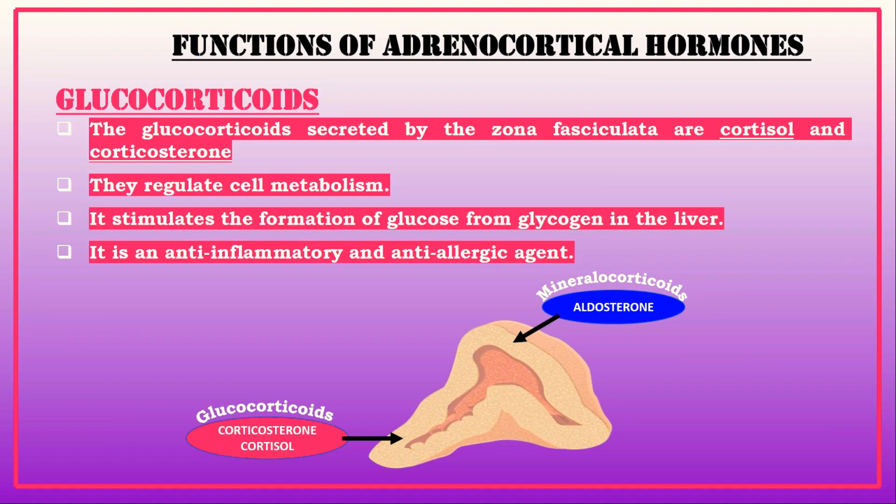Now, what are glucocorticoids? Glucocorticoids are the hormones secreted by the zona fasciculata layer of the cortex region, and they include cortisol and corticosterone. They regulate cell metabolism, and they stimulate the formation of glucose from glycogen in the liver. It is also considered an anti-inflammatory and anti-allergic agent. At the same time, it will help us to avoid any allergic reaction in our body due to foreign agents.